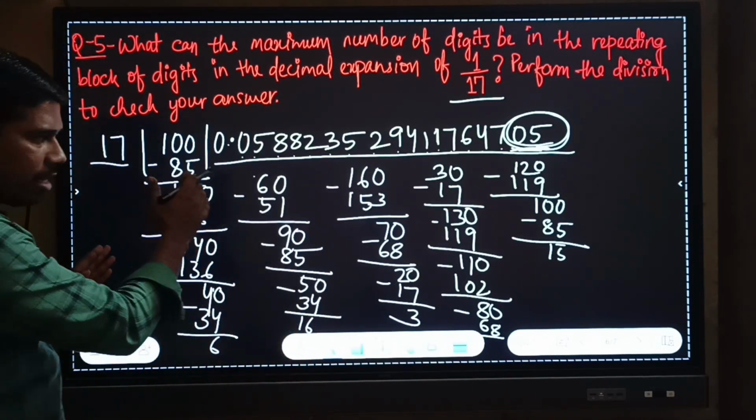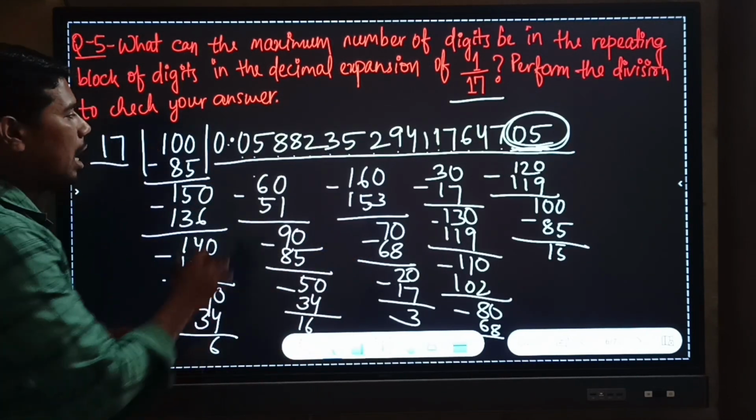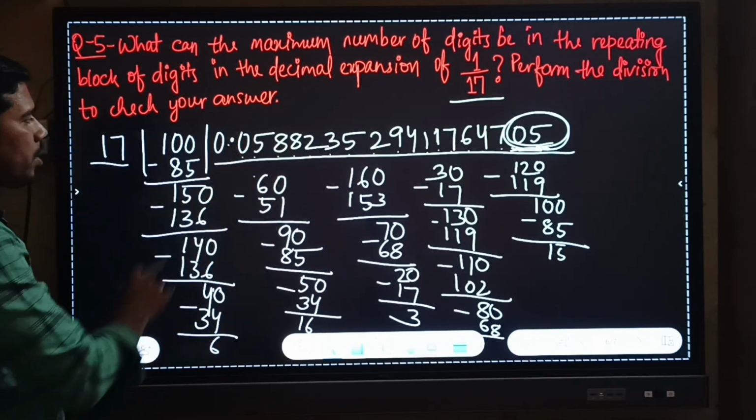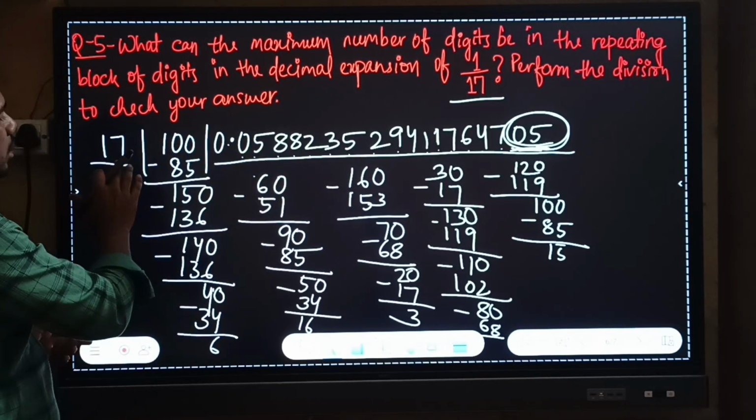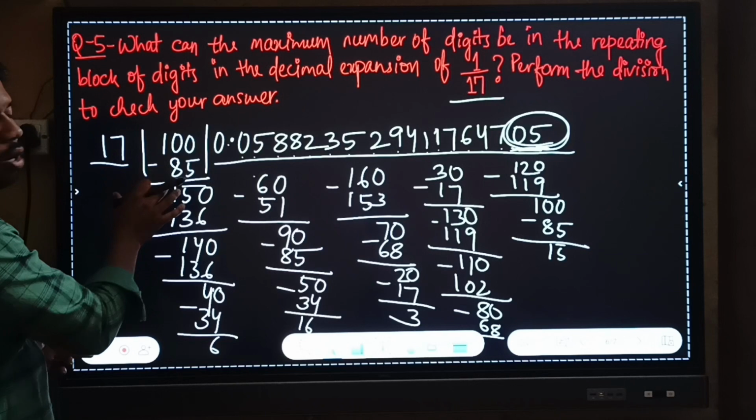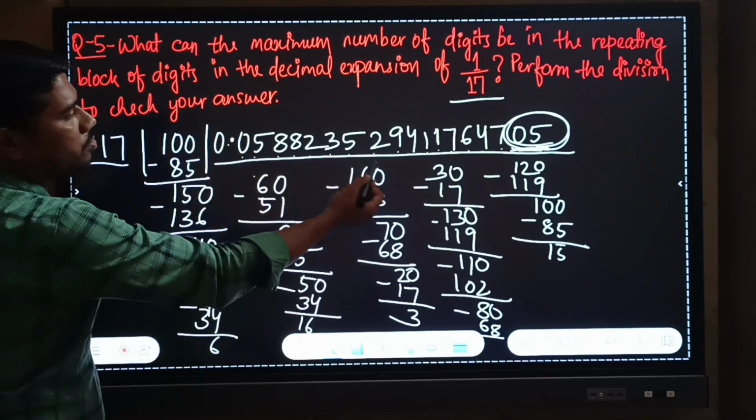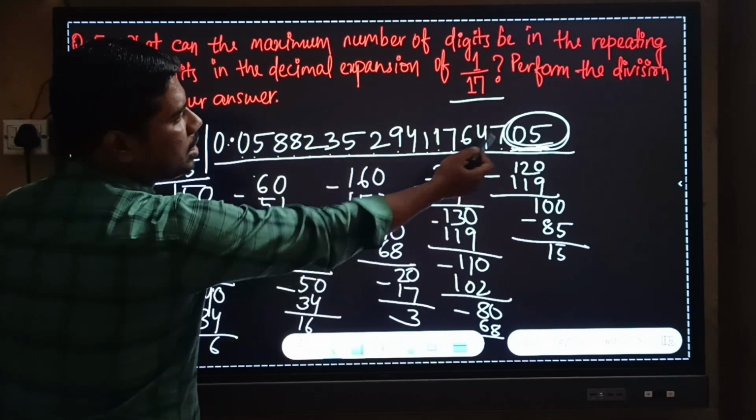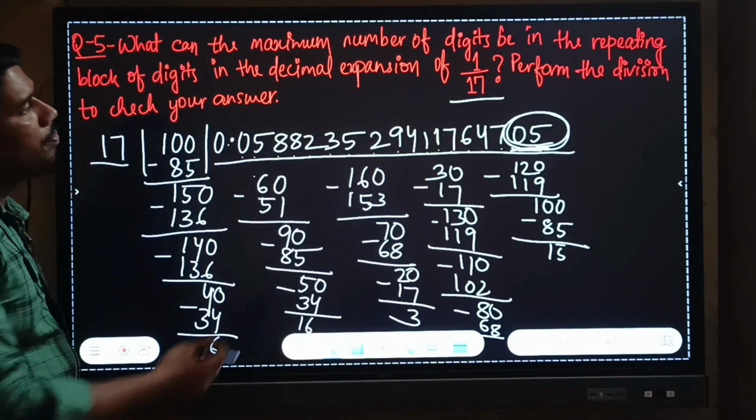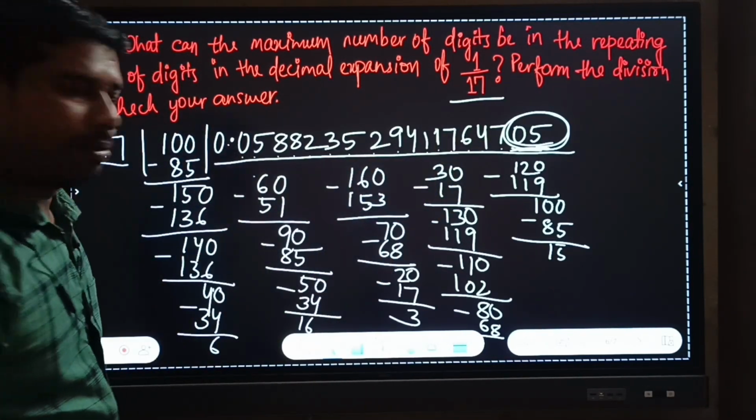But you should first find out the process, how to find the decimal form. This is known as the division method to find the decimal form. Then we observe that after 16 digits it is repeating again. So this is our answer.